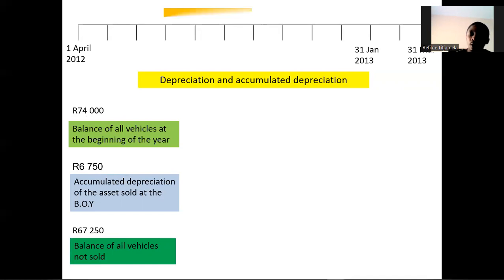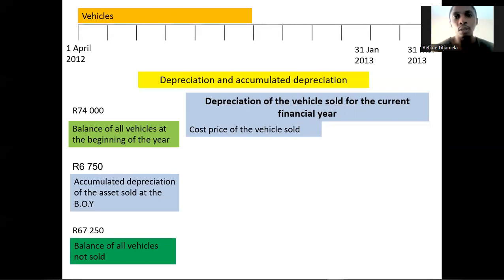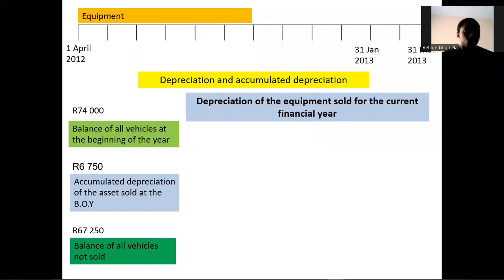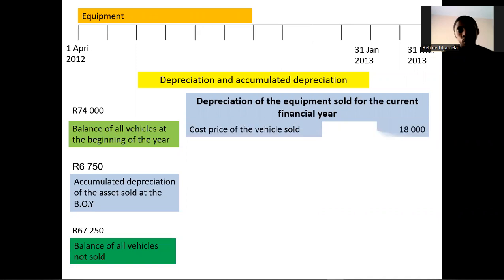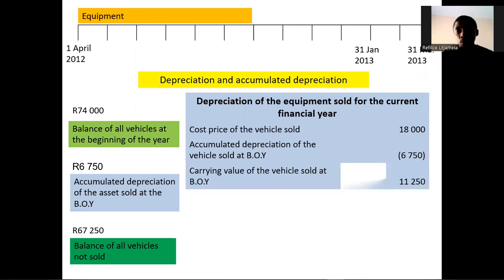It'll give you the accumulated depreciation of the remaining equipment, and that will be 67,250. Okay, so before we do anything, I'm simply going to calculate the carrying value of the equipment sold at the beginning of the year. The cost price of the equipment at the beginning of the year obviously will be 18,000, and accumulated depreciation on the equipment will be 6,750, giving us the carrying value of 11,250.